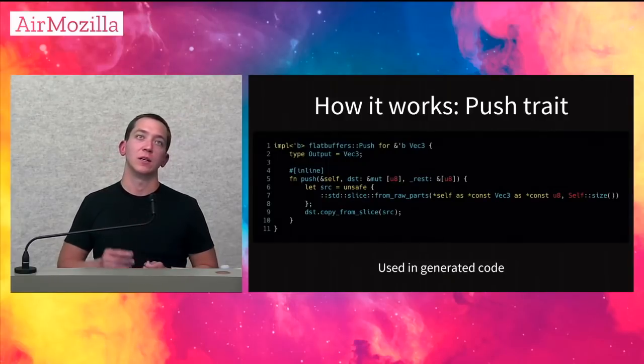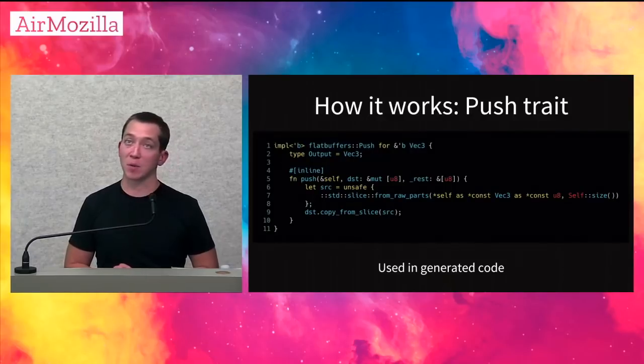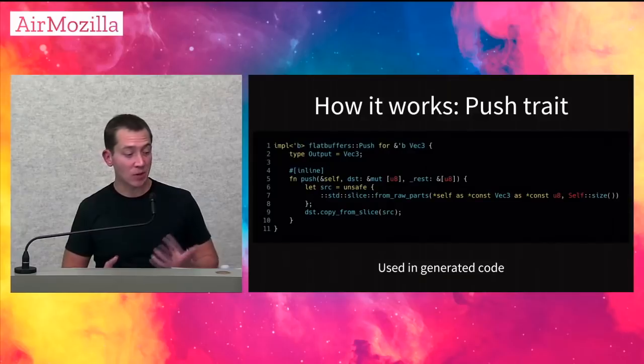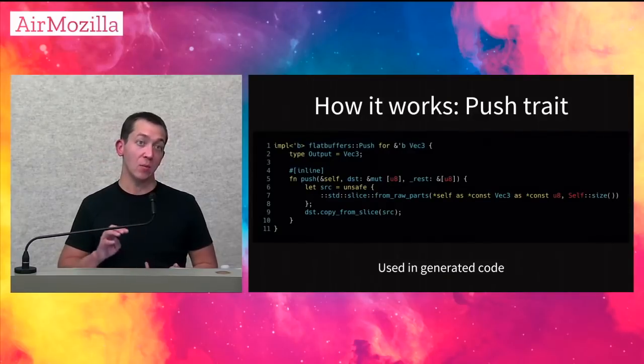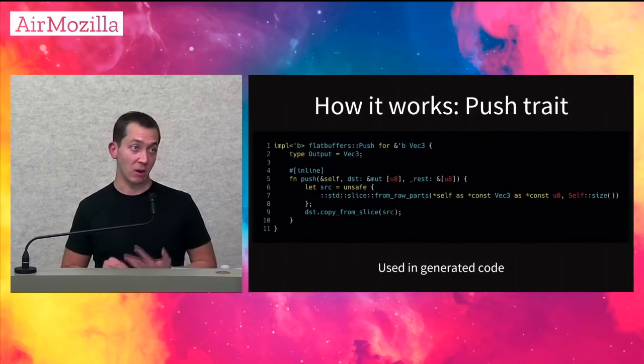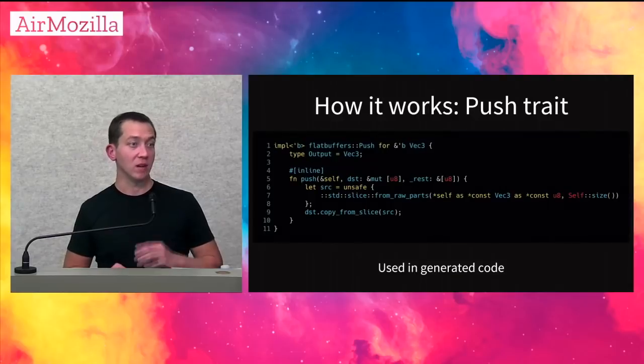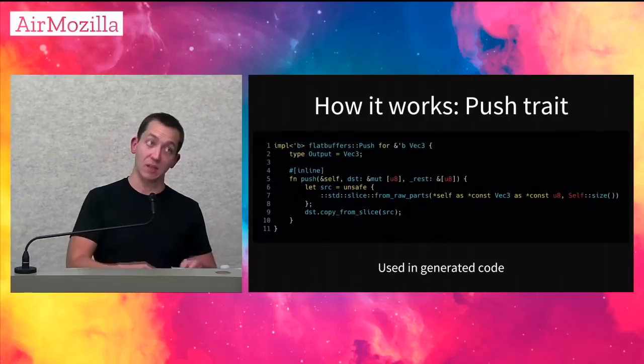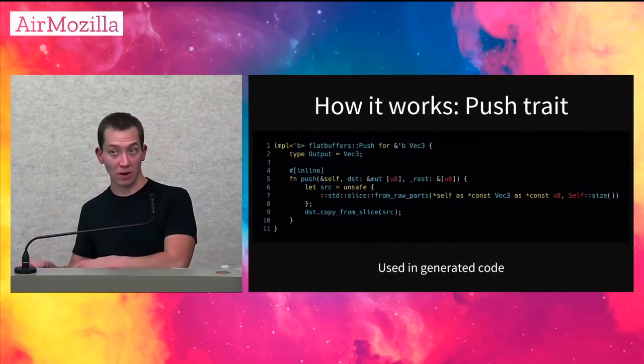And so in this case, push is using an unsafe operation to quickly memcopy itself to the provided byte buffer. As an aside, we know we can do that safely because in Flatbuffers, most data is little endian always. And so even on big endian machines, we store it in RAM as little endian, which means we can memcopy it as little endian onto the wire when we need to.